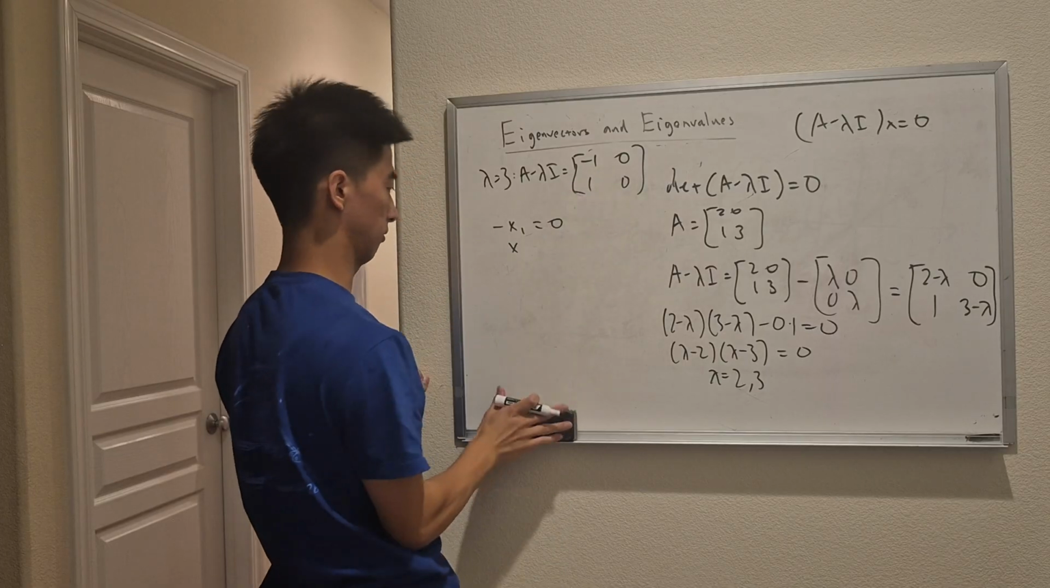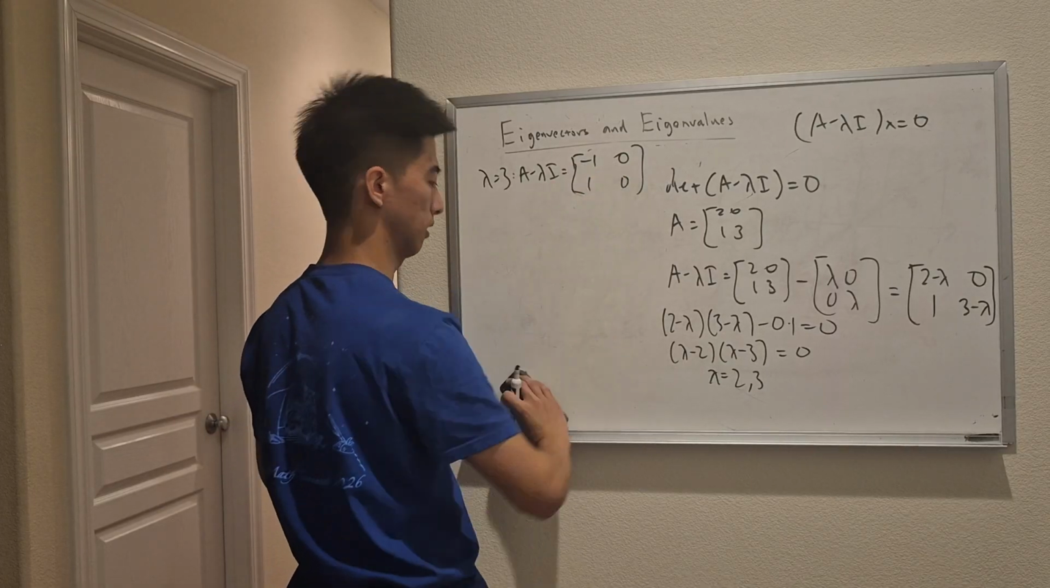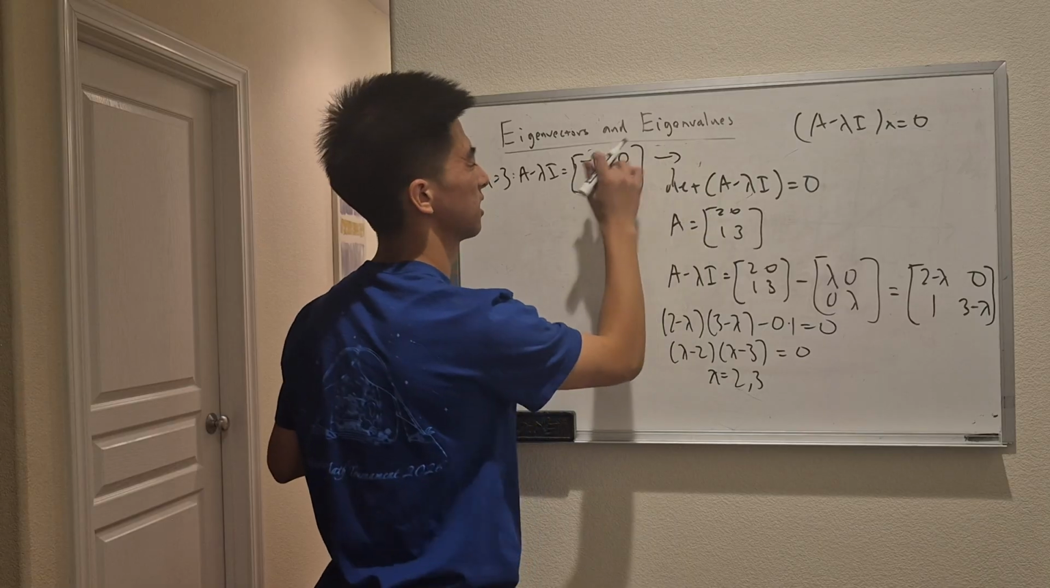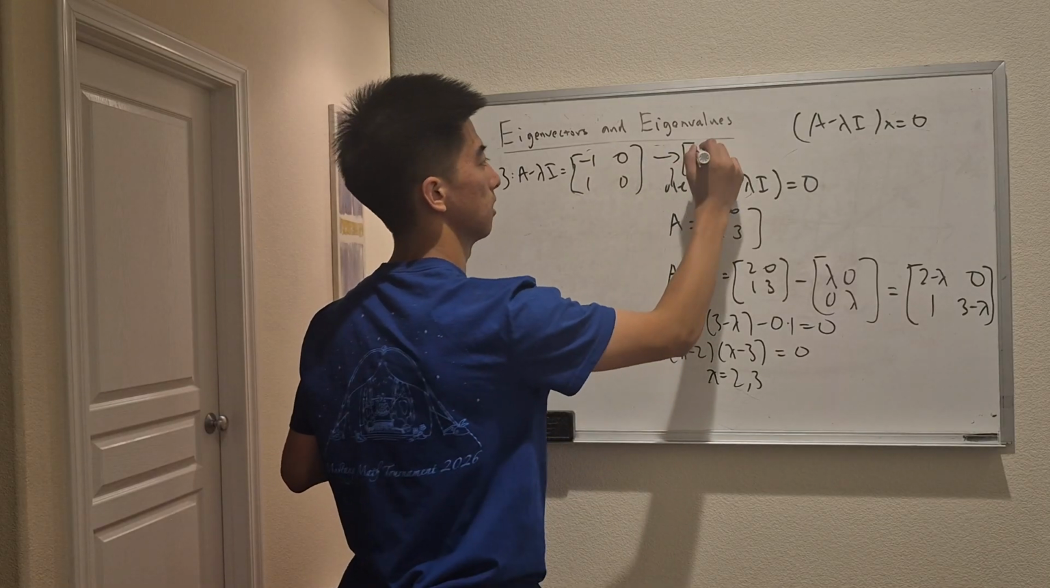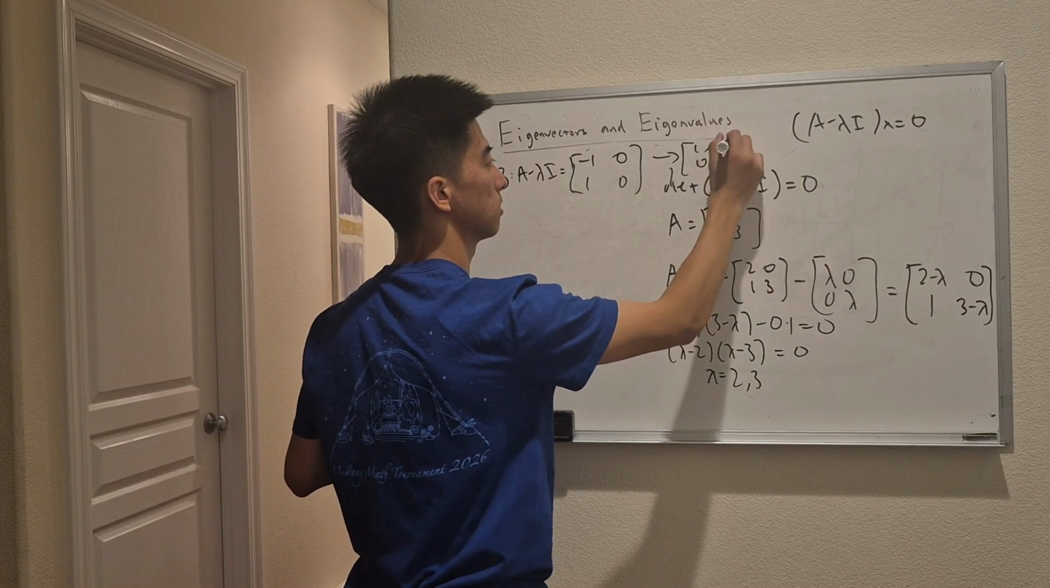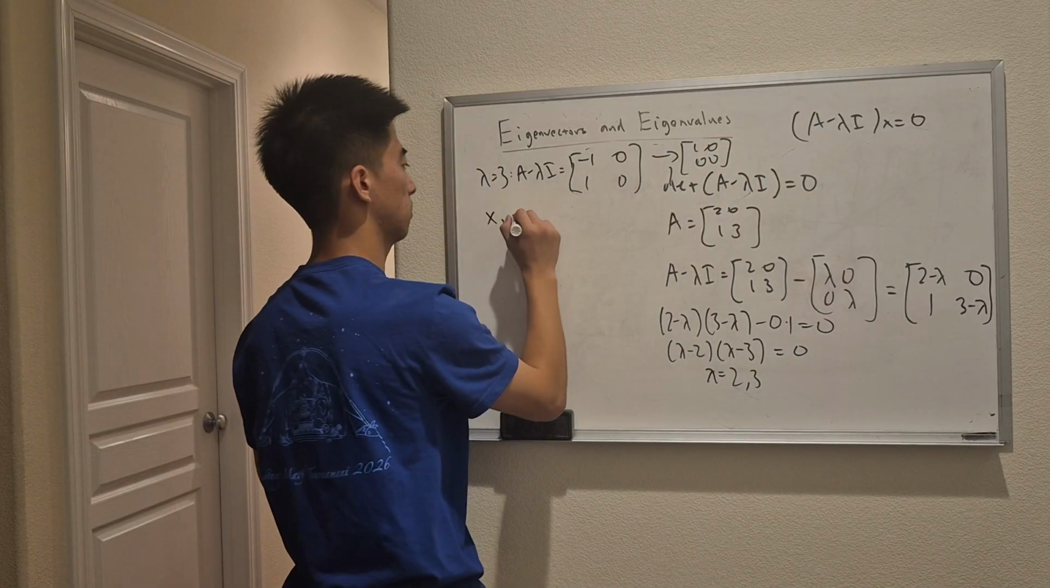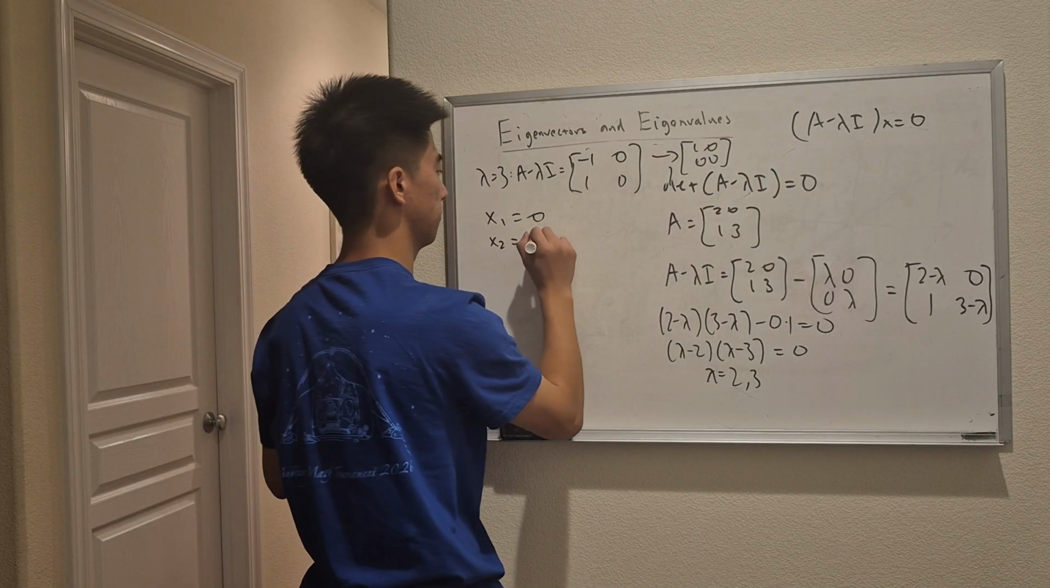Let me row reduce this, sorry. So this row reduces to, we notice that these two are essentially the same. So this is just 1, 0, 0, 0. And so what this says is x1 equals 0, and then x2 is free.